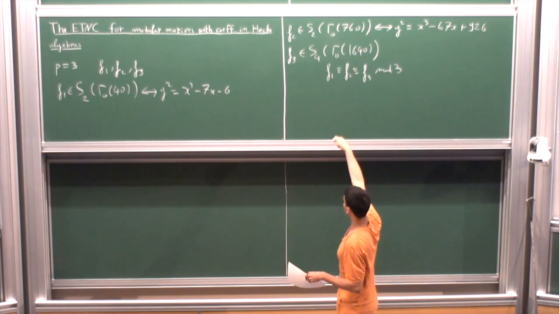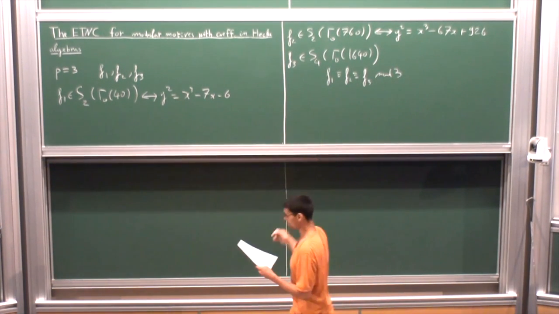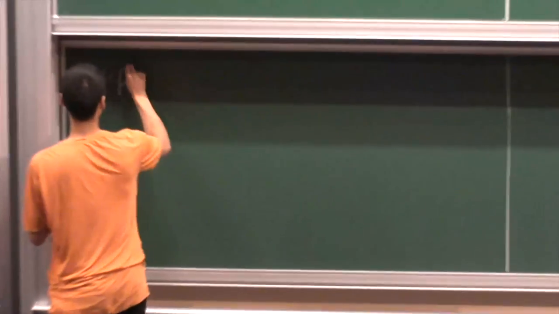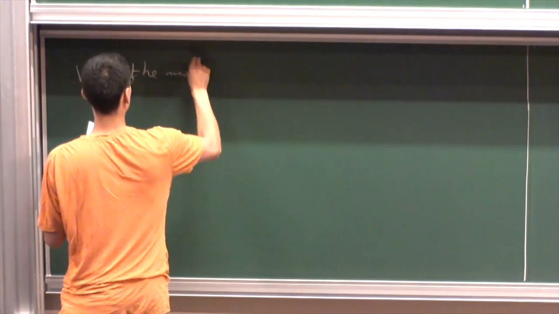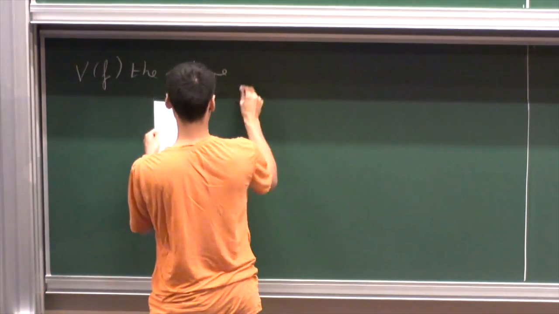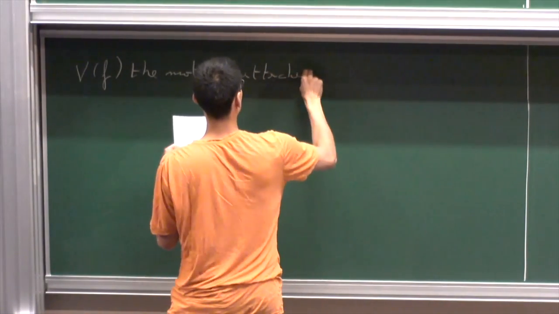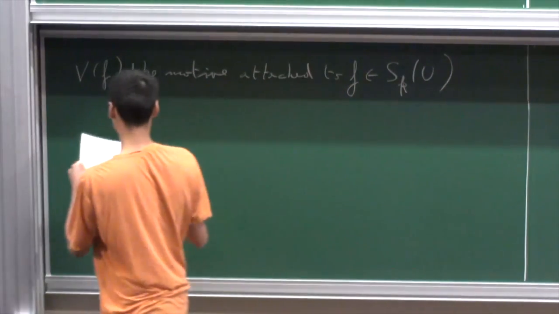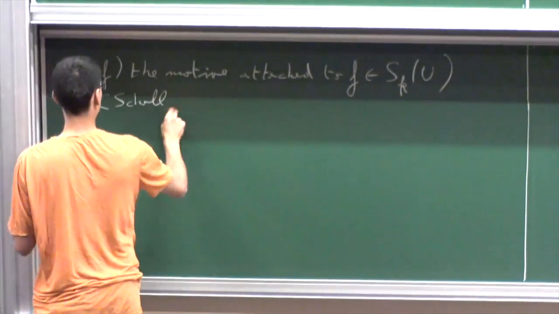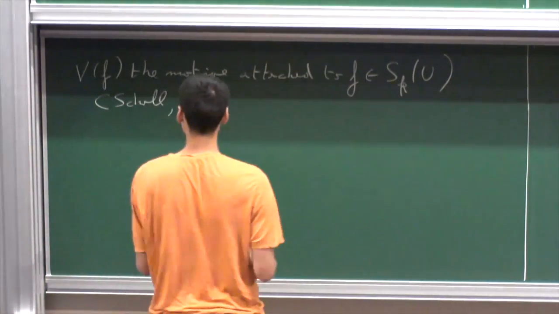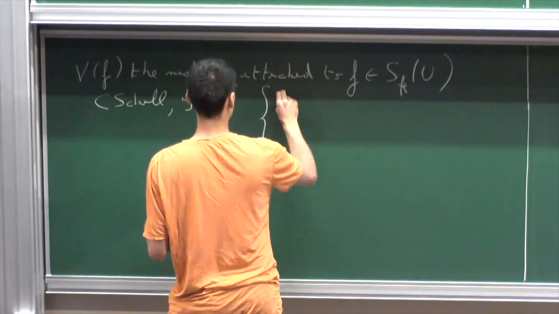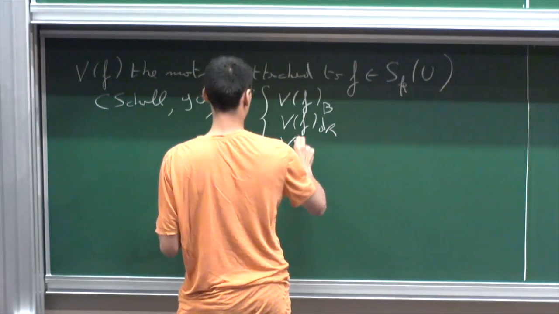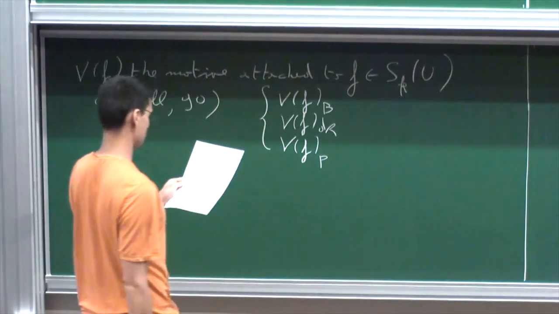So at least about question one, can we make sense of them? There is a very definite answer in terms of the Bloch-Kato conjecture for the motif V_F attached to an eigenform F. This is the motif constructed by Scholl in 1990, and in terms of its three realizations: the Betti realization, the de Rham, and the étale p-adic realization.